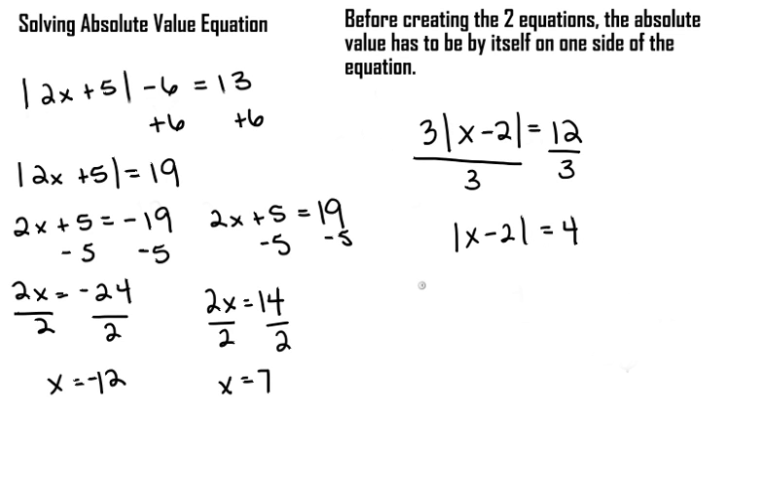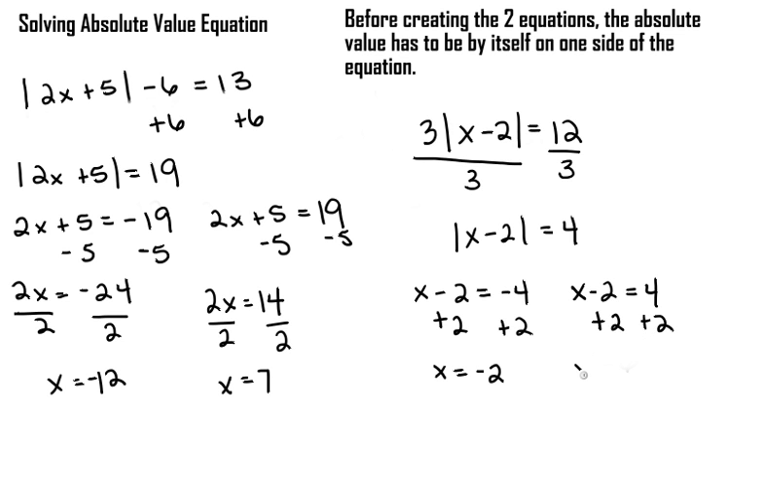From here, we can create our two equations. X minus 2 equals a negative 4, and x minus 2 equals a positive 4. We add 2 to both sides of the first equation and get x equals negative 2. We add 2 to both sides of the second equation and get x equals 6. Let's try a harder one now.